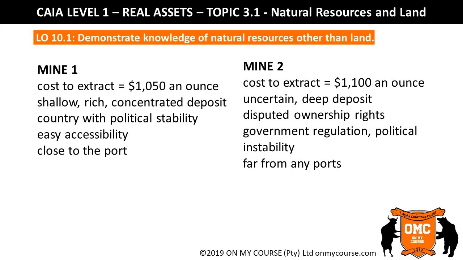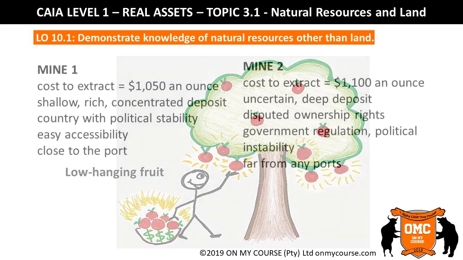It's a shallow, rich, concentrated deposit. It's in a country that's politically stable. There's easy accessibility and it's very close to a port. The other mine has a cost of $1,100 an ounce. It's an uncertain deposit with disputed ownership rights. It's in a country with government regulation and political instability, and it's far from any ports. So common sense would indicate that the first property is the one that should be developed, and this is what we refer to as low-hanging fruit.